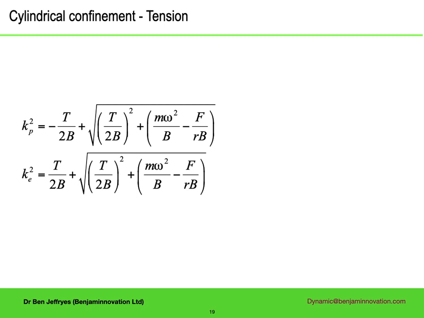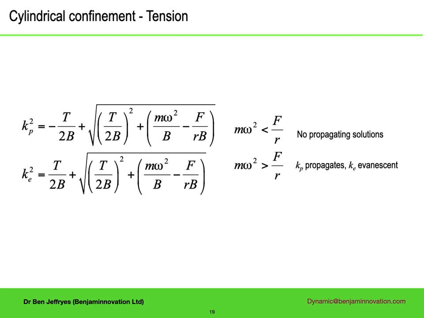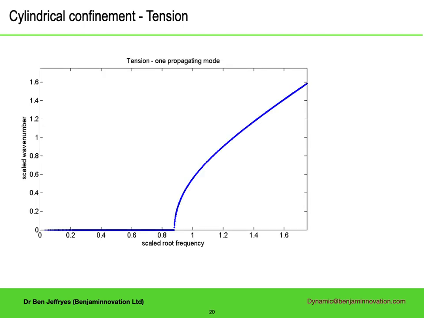Looking at the whole frequency range, for a cylinder in tension, it is fairly simple. Solution behaviour always depends on whether the frequency is above or below the rolling resonance. Below the resonance, there are no propagating solutions. Above it, the normal situation of a pair of propagating and a pair of evanescent solutions re-emerges. This is an example of what wave number versus root frequency looks like. Propagation at small wave number starts at the rolling resonance frequency.